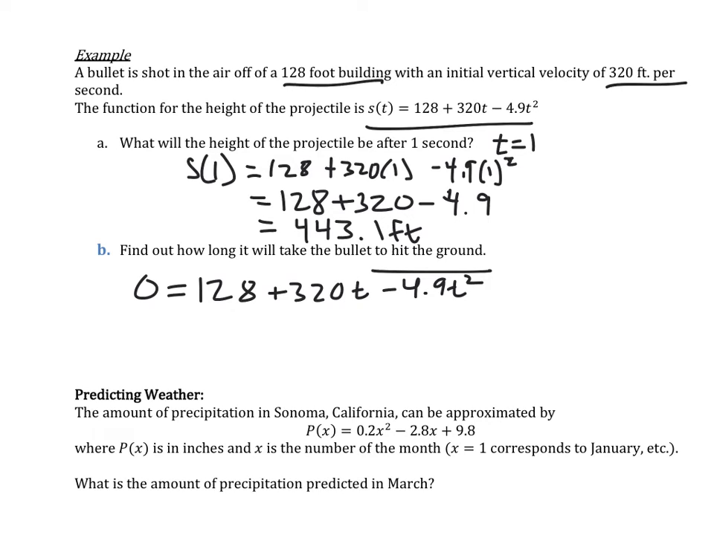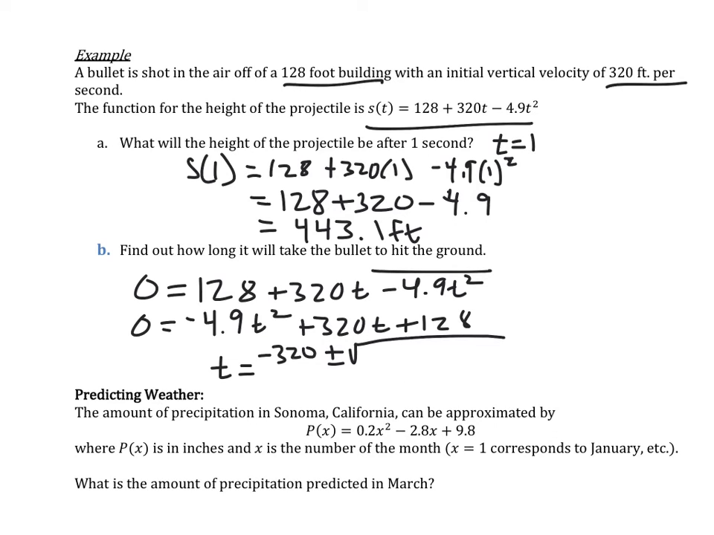Well, this is going to be a good one probably to do the quadratic formula with. So this is in standard form, or we can rearrange it: negative 4.9t squared plus 320t plus 128. Now, what does the quadratic formula say? It says t equals, t not x in this case, negative b plus or minus the square root of b squared minus 4 times a times c, all over 2 times a.